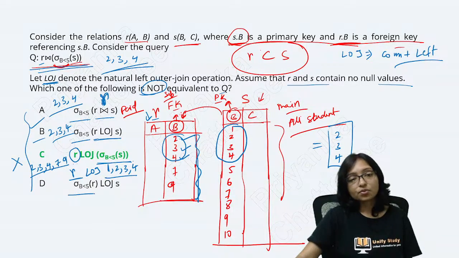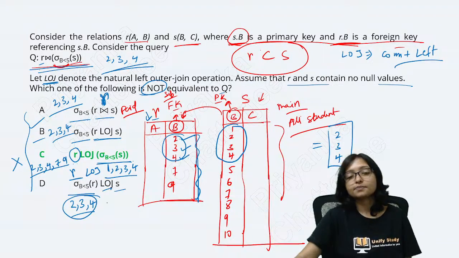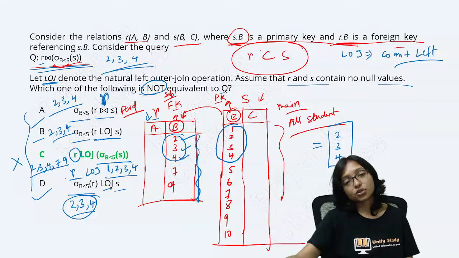But here what am I doing? First I am taking less than 5. So less than 5 means from the R it will come 2, 3, 4. Then I am doing left outer join with S. So only this part will come. Other than that, nothing will come. So that's why it is also the same.